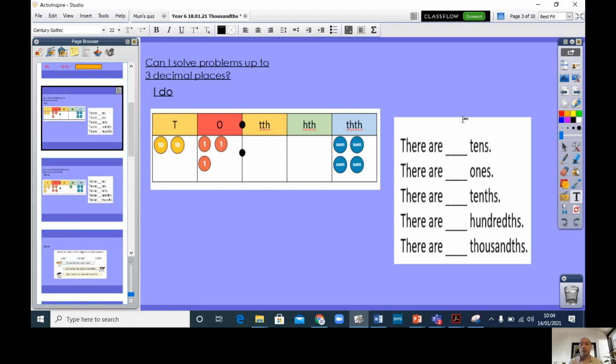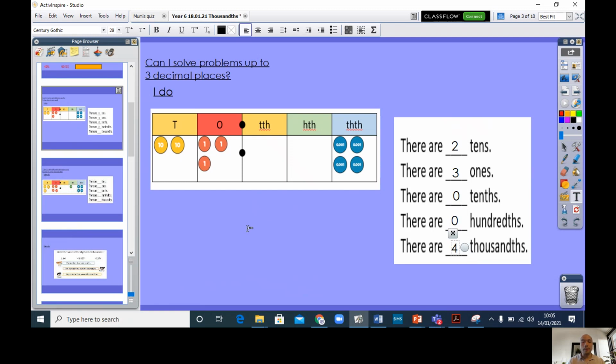So I've got my chart here and I need to fill in my statements to the right. So what I'm going to do is start, so you don't have to do this question, I will do this one and then you can have a go at a similar question. So I can see, looking at my tens column, there are 2 tens. There are 3 ones. I can see that there are 0 tenths. I can see that there are 0 hundredths. And I can see that there are 4 thousandths.